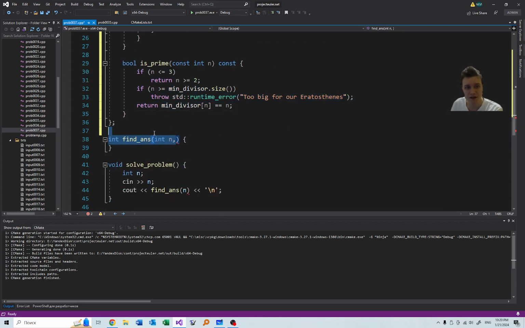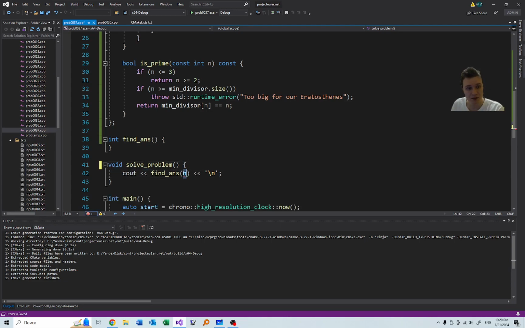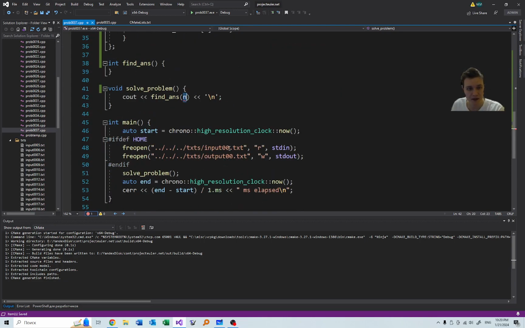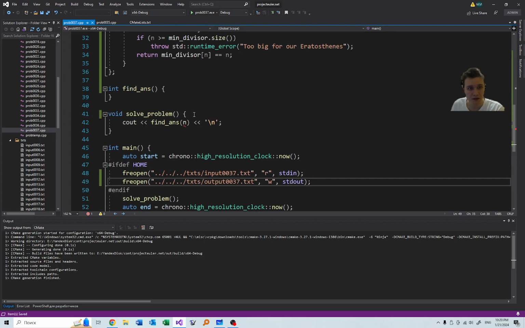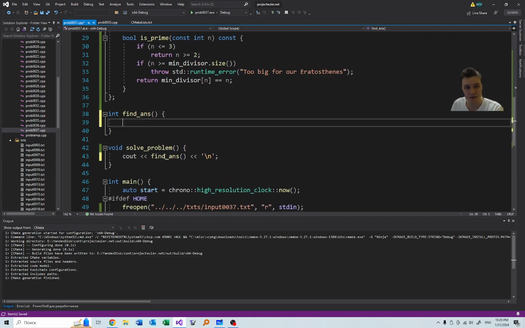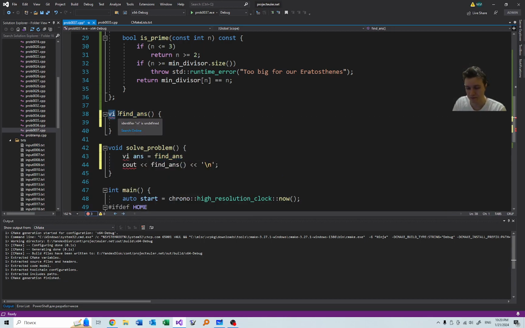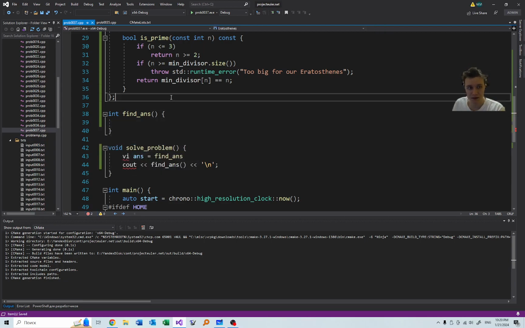Finally, we can find answer which doesn't have any arguments. We simply print find answer. Here we use 37. Nothing here. And let's go. Actually, it will be a vector of ints. No, it will be int.